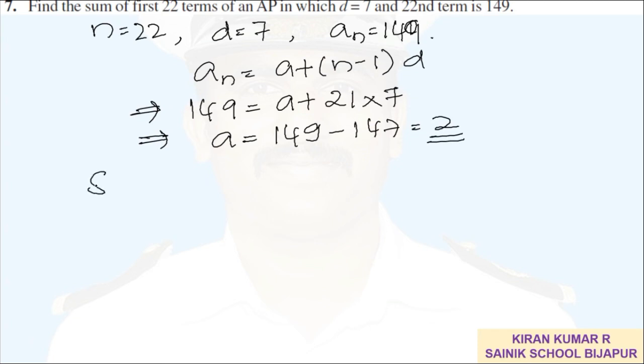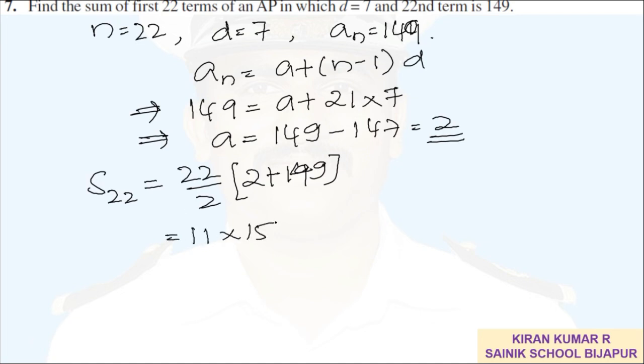Now the task is to find the sum of 22 terms. So S22 is 22 by 2 times of a plus an, which is 149. We will be getting 11 times 151. So the sum is 1661. So the sum of 22 terms is 1661.